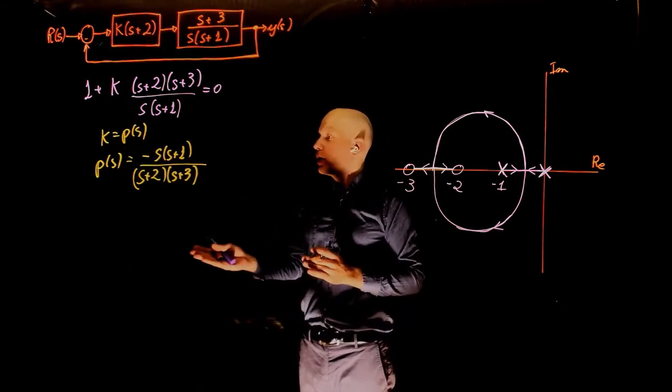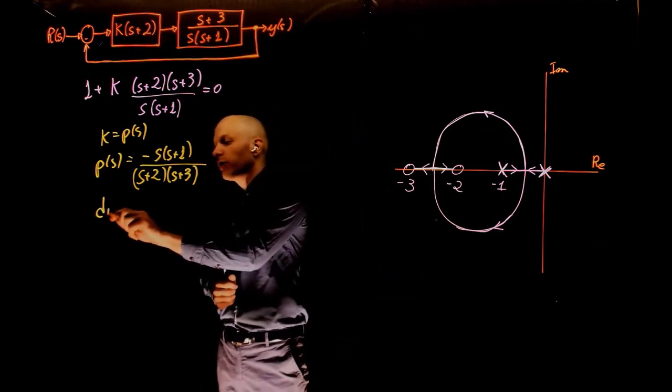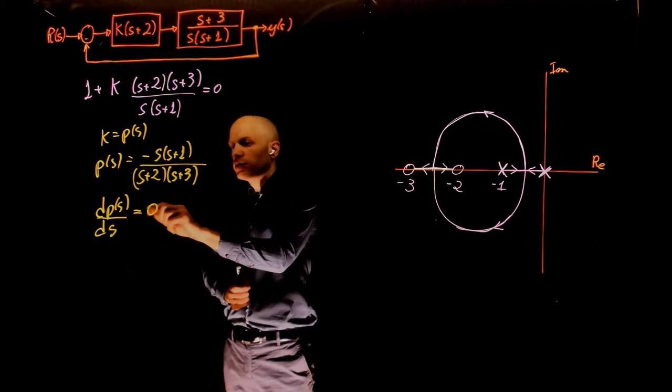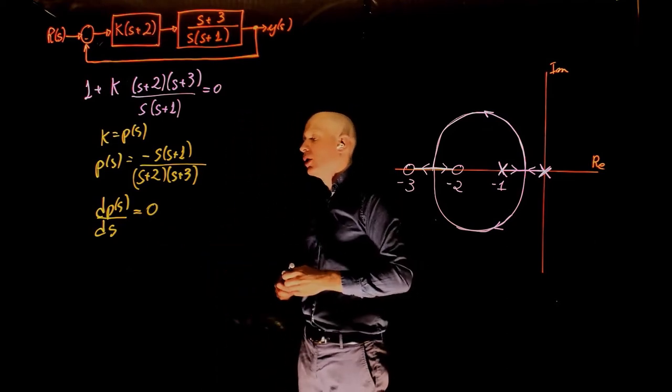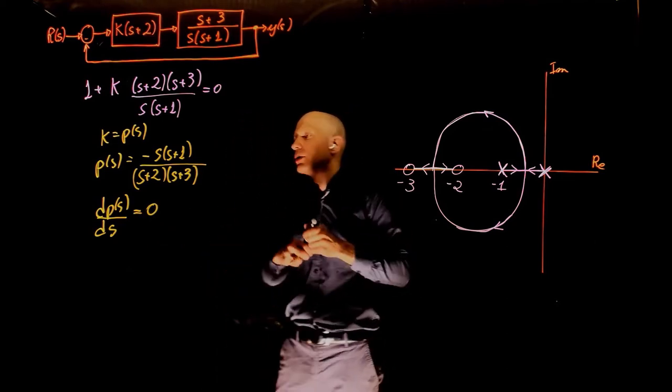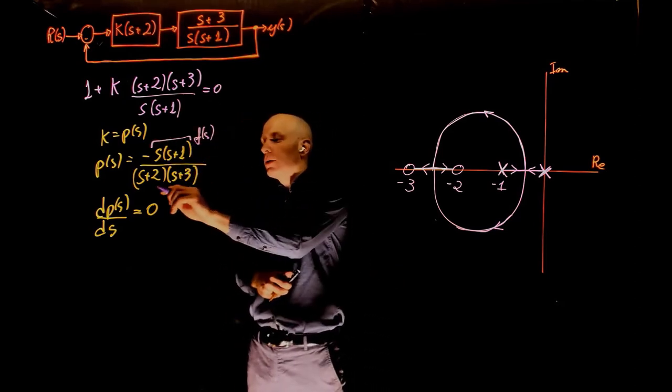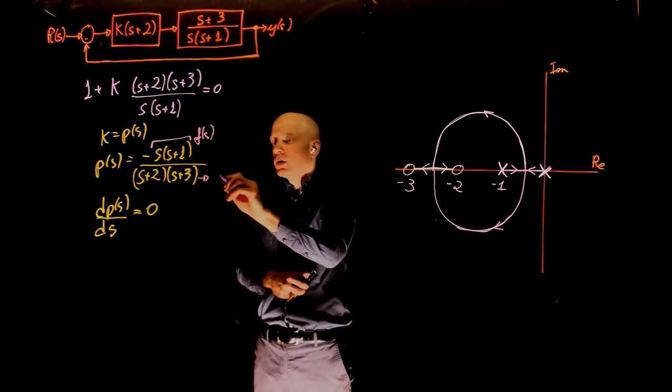Now to find the breakaway and break-in points, we need to take the derivative of P of S with respect to S and set that to 0. So here we have a fraction, two functions. Let's call the top here F of S, and let's call the denominator G of S.